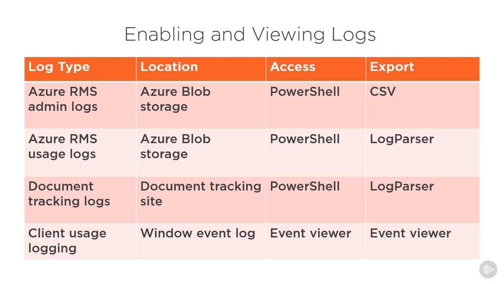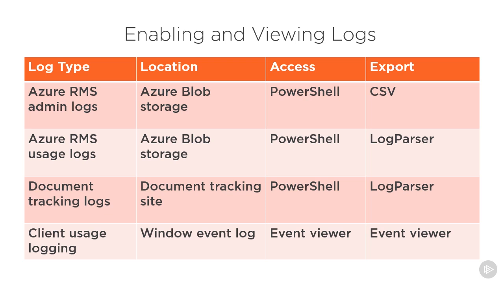Just to dive in a little bit more about some of these logs, the first one is Azure RMS admin logs. I mentioned that in the previous slide. That is actually stored in Azure Blob Storage, and the way that you access it is through PowerShell. The AADRM module has commands for accessing those logs. The typical way to export them is in CSV format. The log itself comes down as a .log. You can pretty easily export it to a CSV.